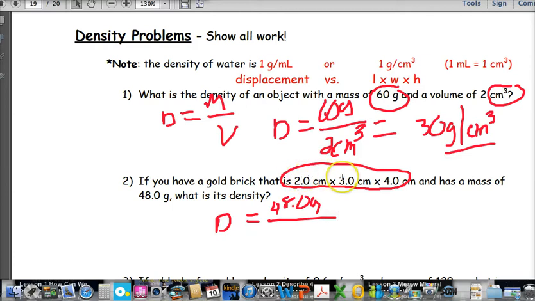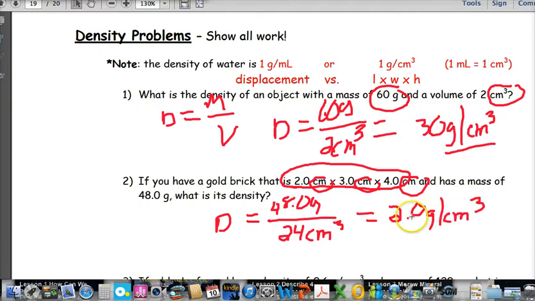2 times 3 is 6. 6 times 4 is 24 cubic centimeters. Now, where do we get cubic centimeters? Well, look, you're multiplying centimeters 3 times. So the density is going to come out to 48 divided by 24, which is 2.0 grams per cubic centimeter.